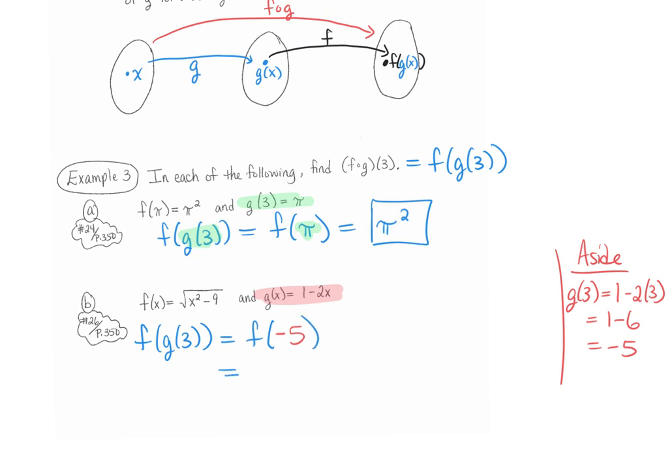And then we have to find out what f of negative 5 is. Now we take negative 5 and put it where? In the square root. You got it. So the square root of negative 5 squared, all of that minus 9. The negative 5 quantity squared is what? 25. 25 minus 9 is? 16. And what's the square root of 16? 4. Yes, very good. That's it.